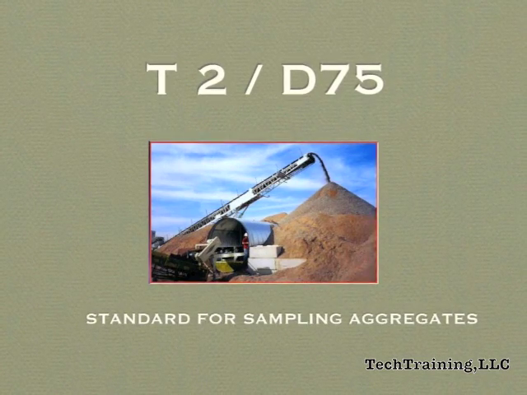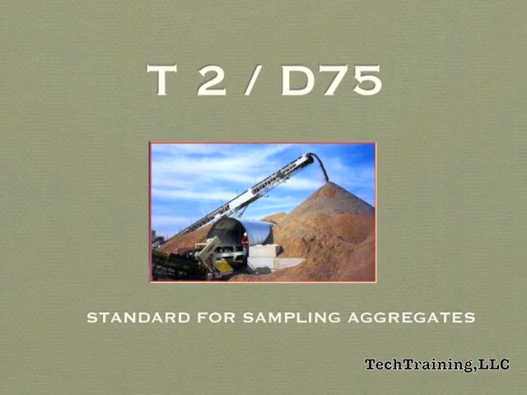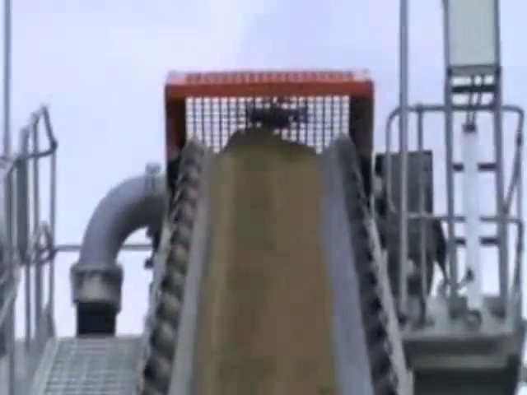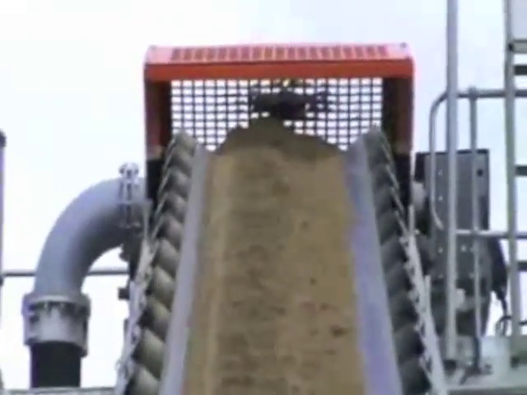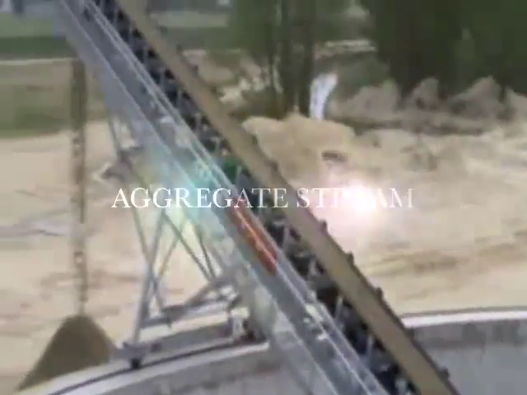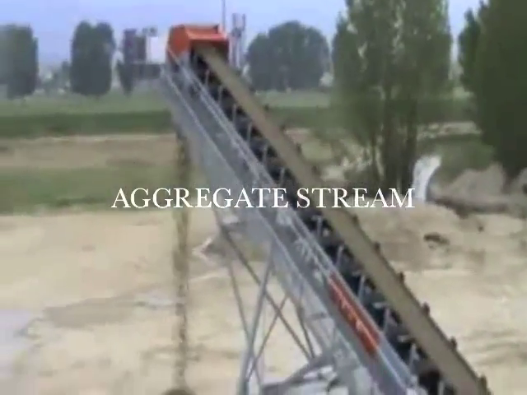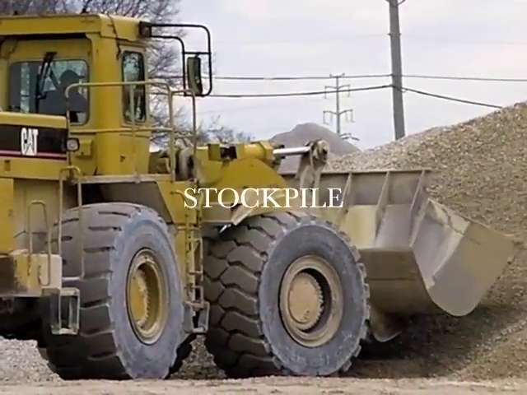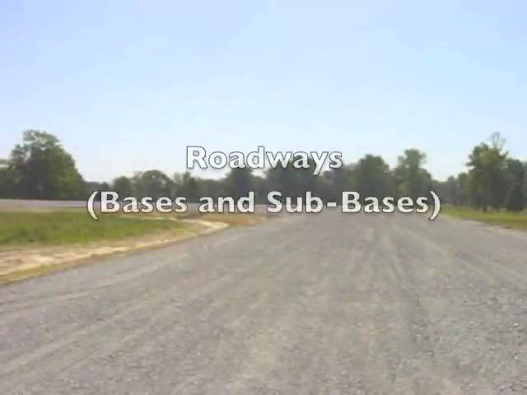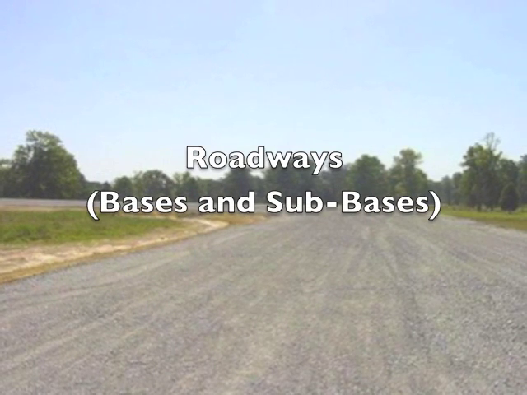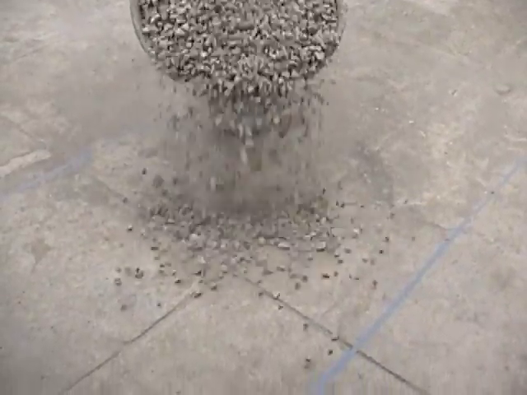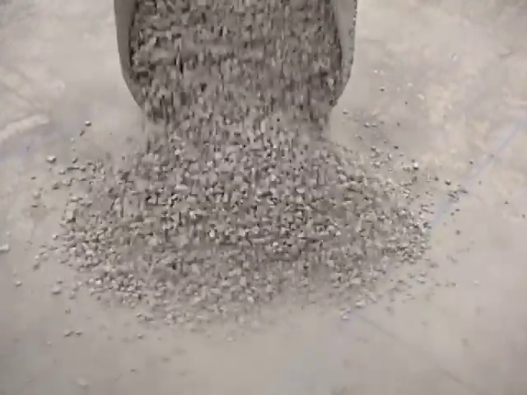AASHTO T2 and ASTM D75 are the standard practice for sampling aggregates. This practice covers 4 separate procedures for sampling: sampling from a flowing aggregate stream, sampling from a conveyor belt, sampling from a stockpile, and finally, sampling from roadways, bases, and subbases. Let's begin with sampling from a flowing aggregate stream.